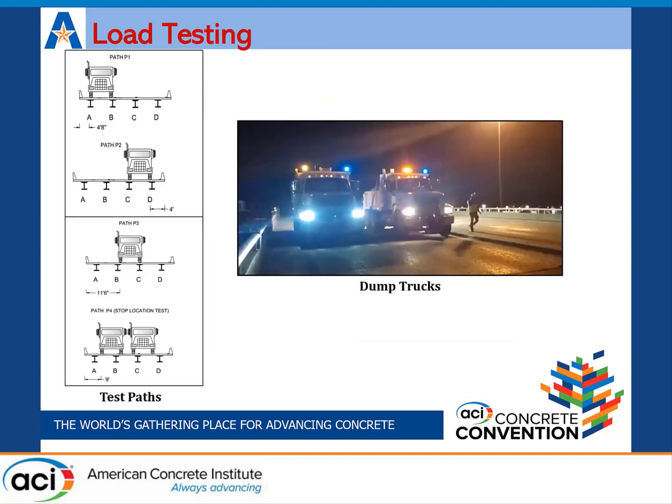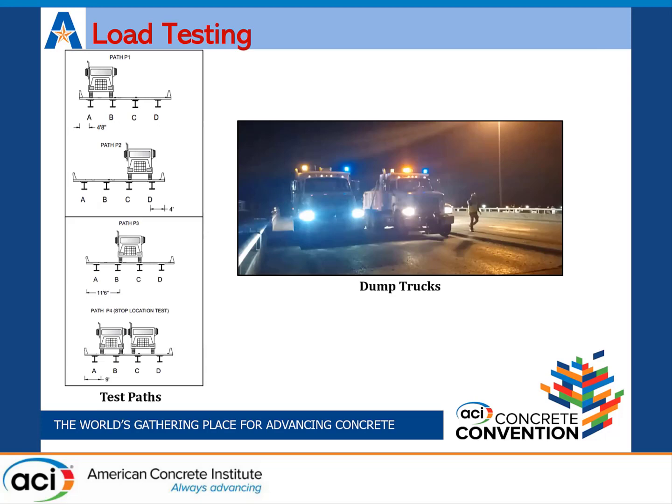A diagnostic load test was performed on a continuous span in November 2018. Two types of static load testing were performed. First, crawl speed test, and second, stop location test. Crawl speed tests were carried out where the truck was moved at less than 5 miles per hour. We kept the speed of the vehicle low so that no dynamic effect is produced on the bridge while the live load is moving.